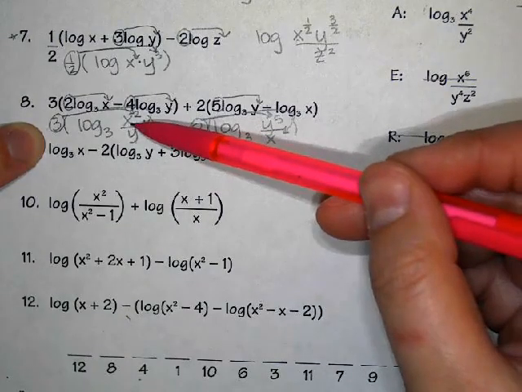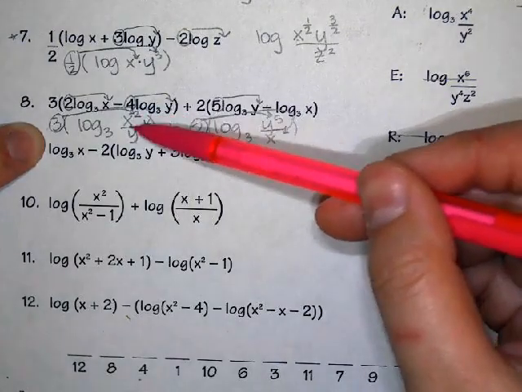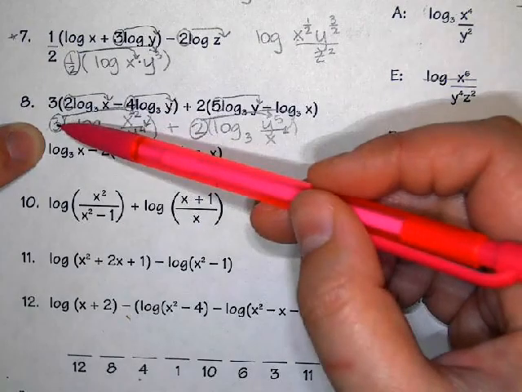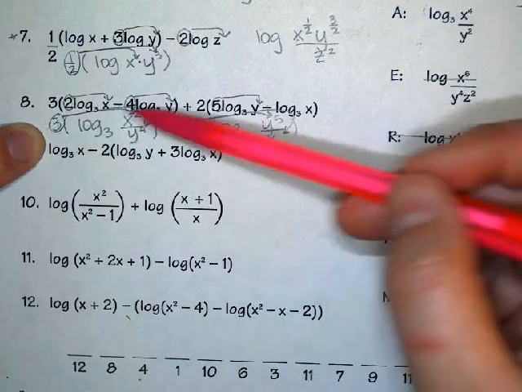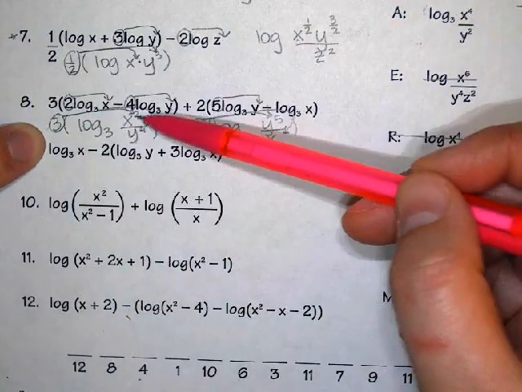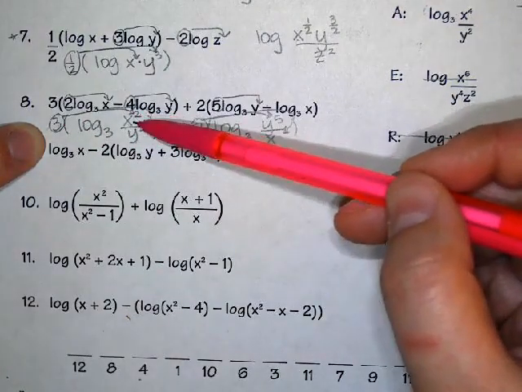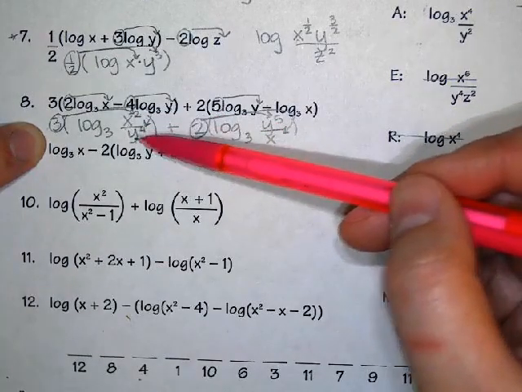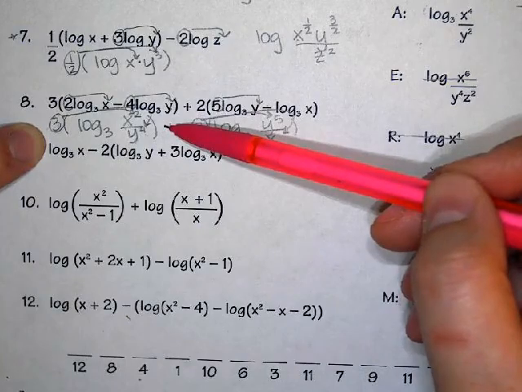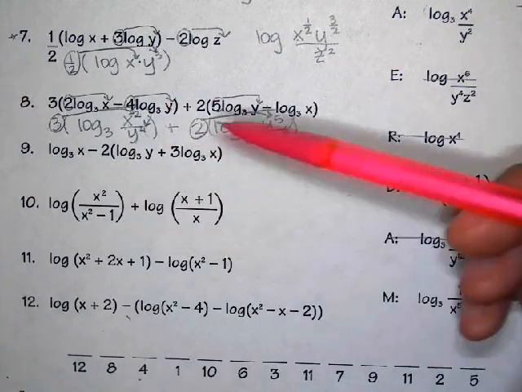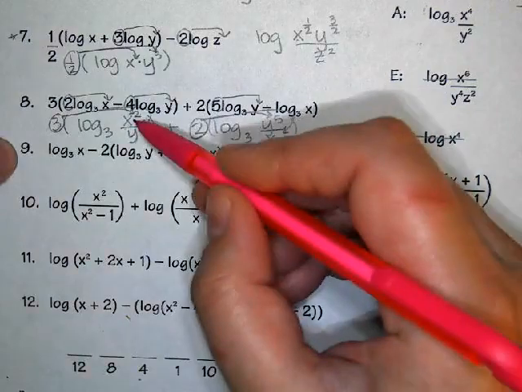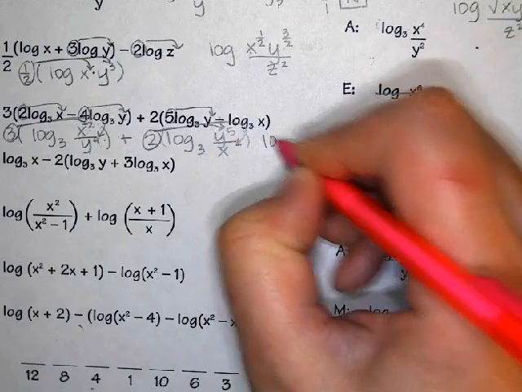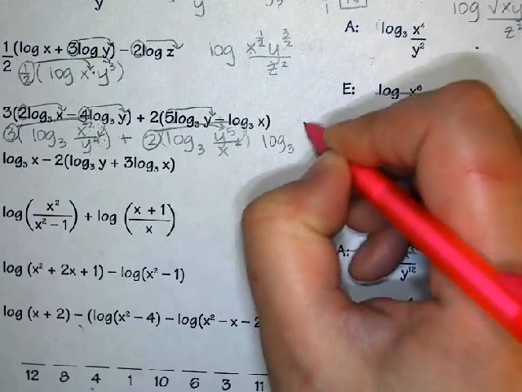x to the 6th and y to the 12th. So we're taking the 3 and moving it as an exponent to each of these. The x squared is being raised to the 3rd power. The y to the 4th is being raised to the 3rd power. When you raise them to those powers, you multiply. So it'd be x to the 6th, y to the 12th. So I'm going to have log base 3, x to the 6th over y to the 12th.